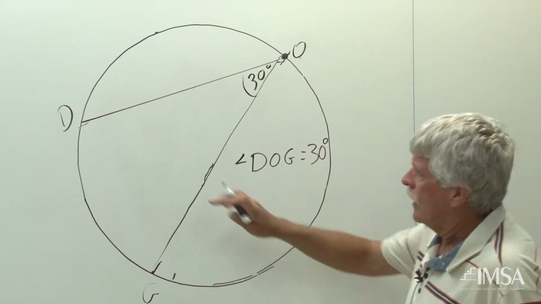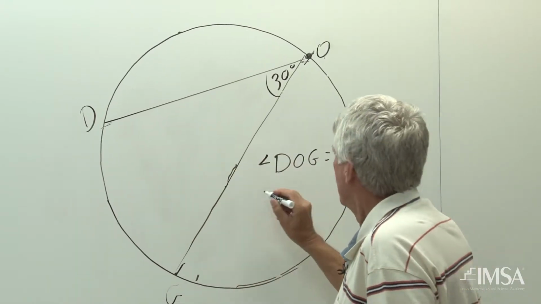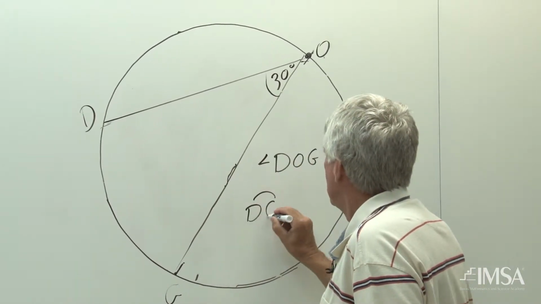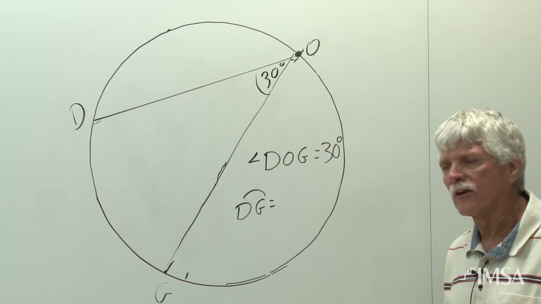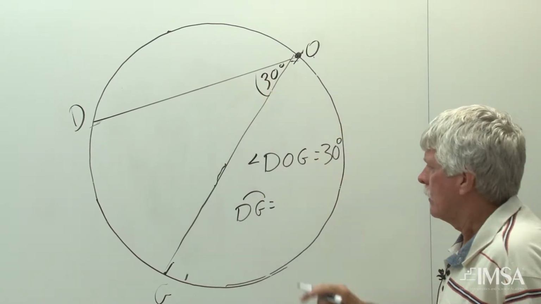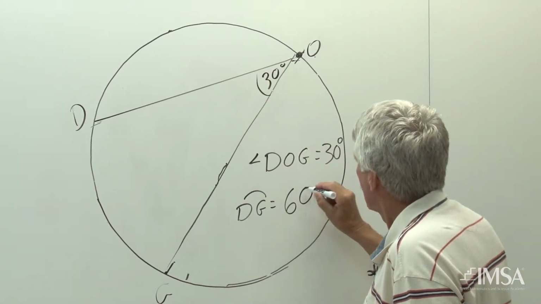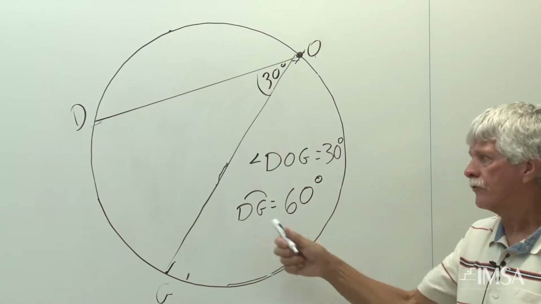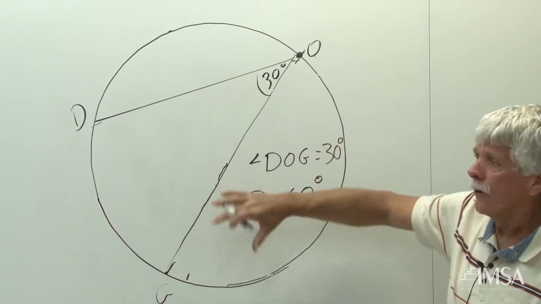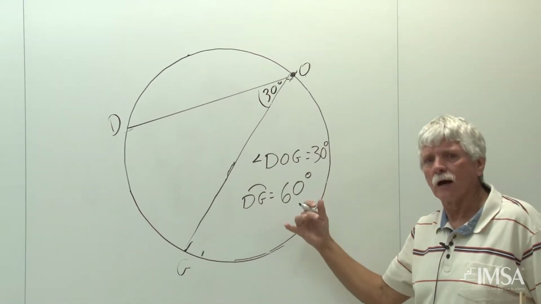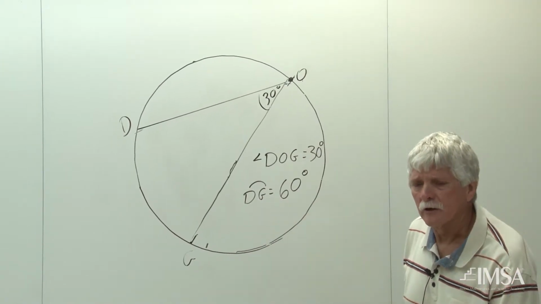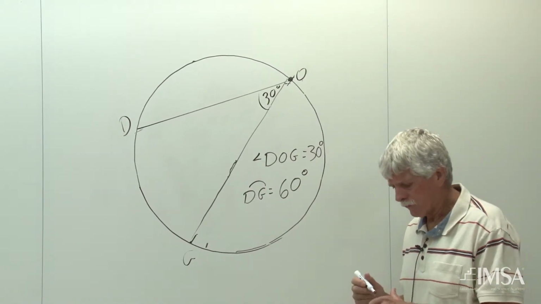The relationship now to know is that the arc, in this case arc DG, is twice the size of this inscribed angle. So that arc would be 60 degrees, or a sixth of the circle. Those are the relationships of the central and the inscribed angles. Now we're going to take a look at a couple of samples just to see how this works out.